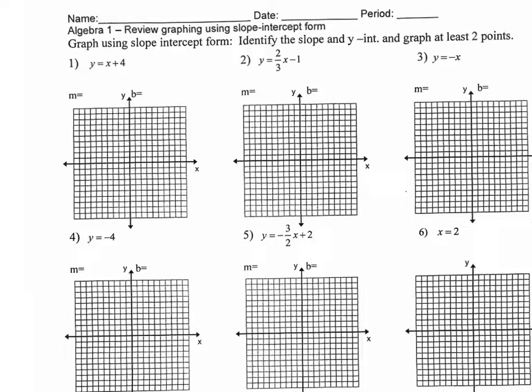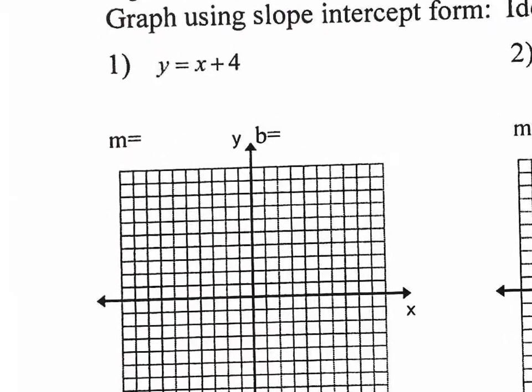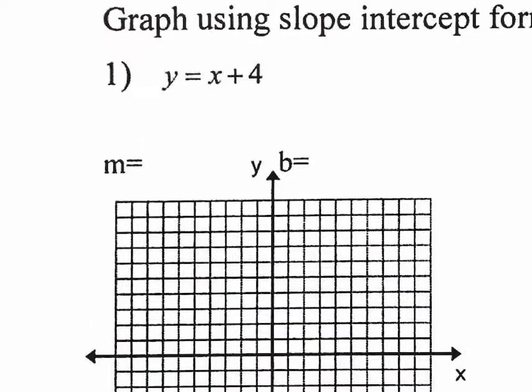We're going to graph using slope-intercept form. And number one, if we remember correctly what slope-intercept form is, it's y equals mx plus b, okay? Where the m is the slope, the number in front of the x, and the b value is the number that's being added or subtracted at the very end, okay? And just in case you forgot, over the past 2 weeks, the b value tells you where your y-intercept is at.